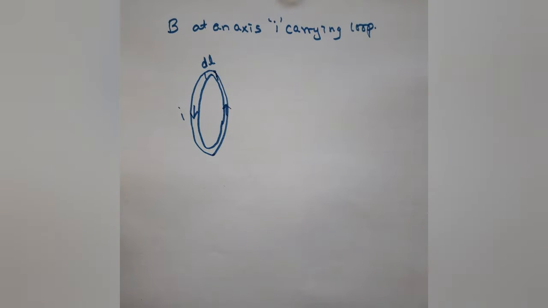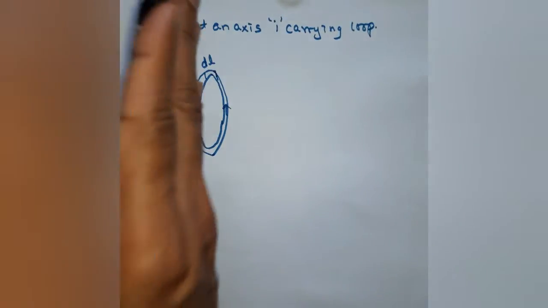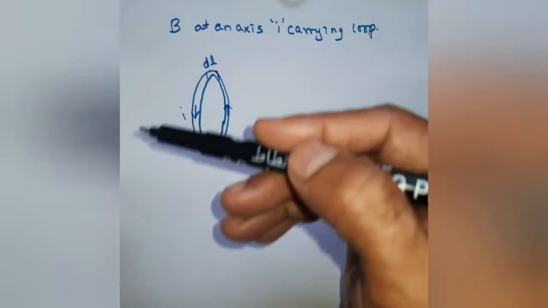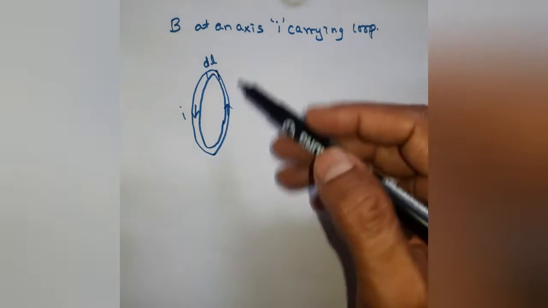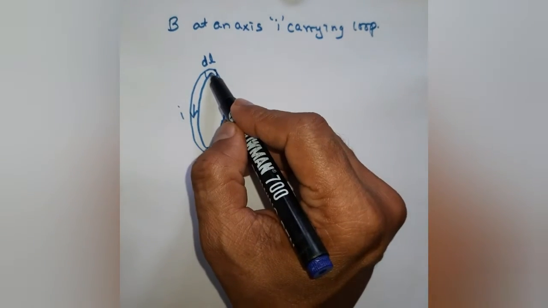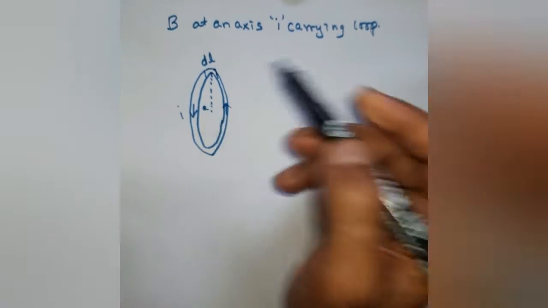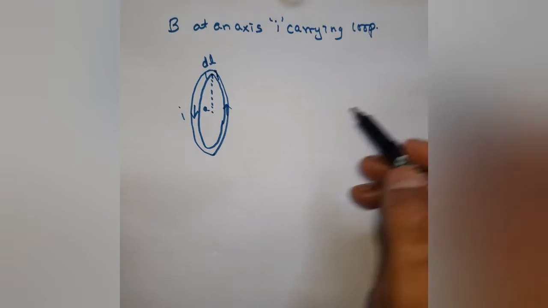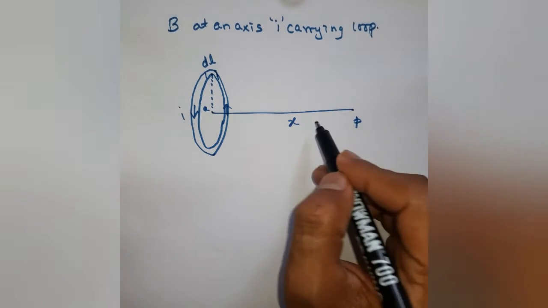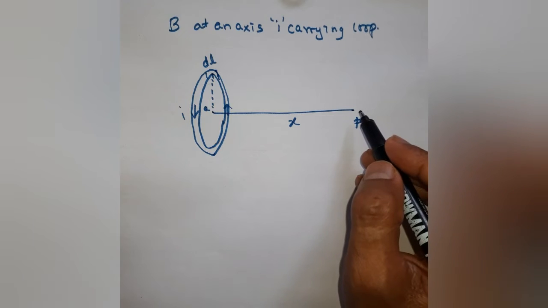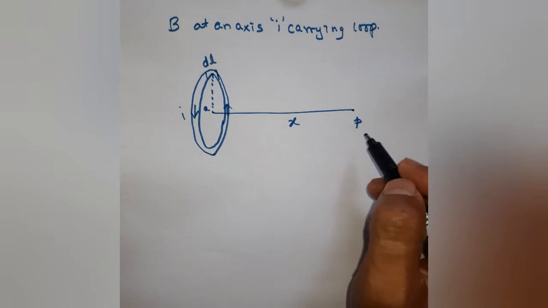If it's a circle, it would be standing like this, with half the part inside and half outside. We are showing this as a three-dimensional figure because using this concept we will find the value of B at an axis. Let's say the radius of this loop is A. Let's say we have a point P at a distance x, at which we have to find the magnetic field B.